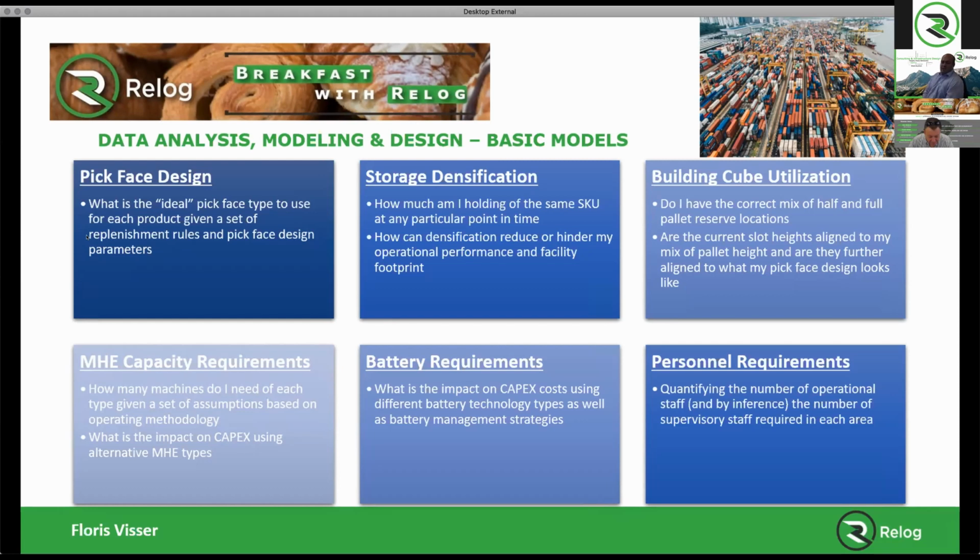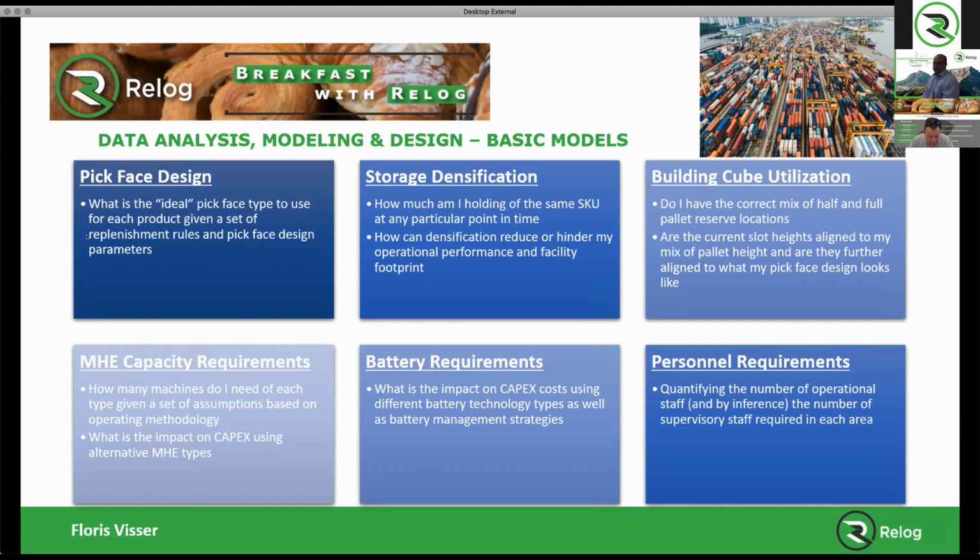Looking at machine capacity, how much of what machine type do I need? Again, it's informed by the type of operation that you run, and the densification of storage, and if I change the way that I pick, can I pick multiple orders? Can I pick across multiple stores at the same time? All of that influences your machine capacity.